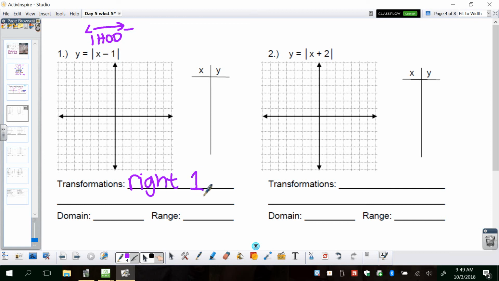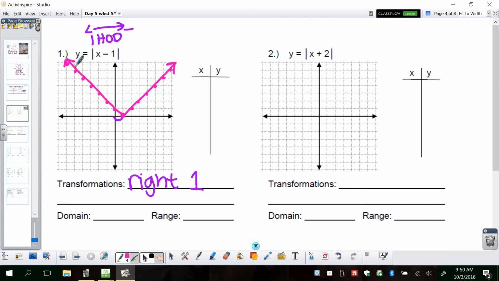Now, do you notice that our parent function is not on there? You'll always start, do you remember what I labeled the vertex? The point of the V? That's where you start. So where was the original point of the V? At 0, 0. So what does this tell me to do? Move right 1. There's my new vertex. So I do the same thing. I go up 1 over 1, look for my new vertex. Does that make sense? We literally just shifted the vertex over 1.